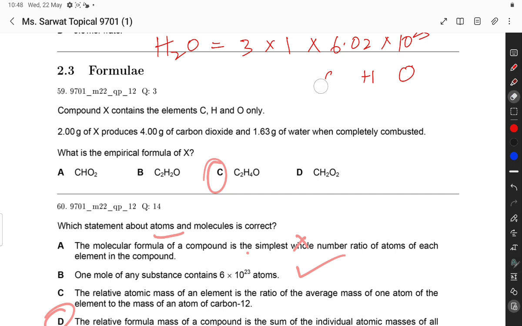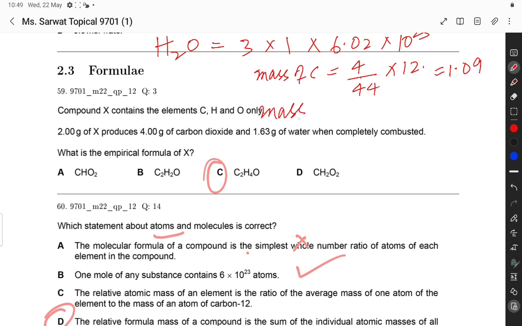Mass of carbon is equal to 4 gram divided by 44 into 12. 4 divided by 44 into 12 is equal to 1.09.